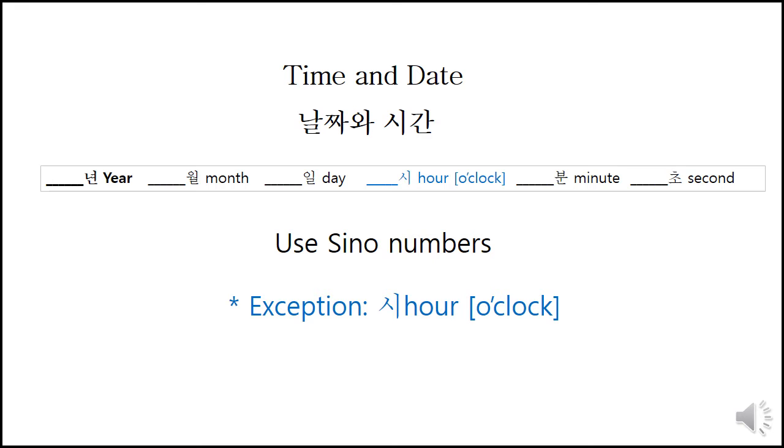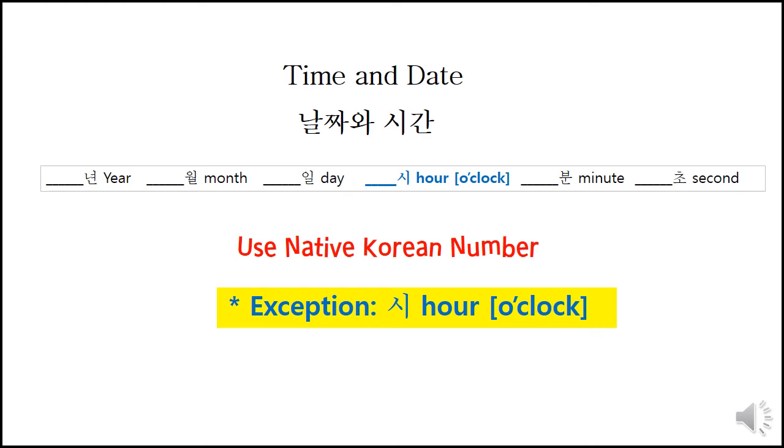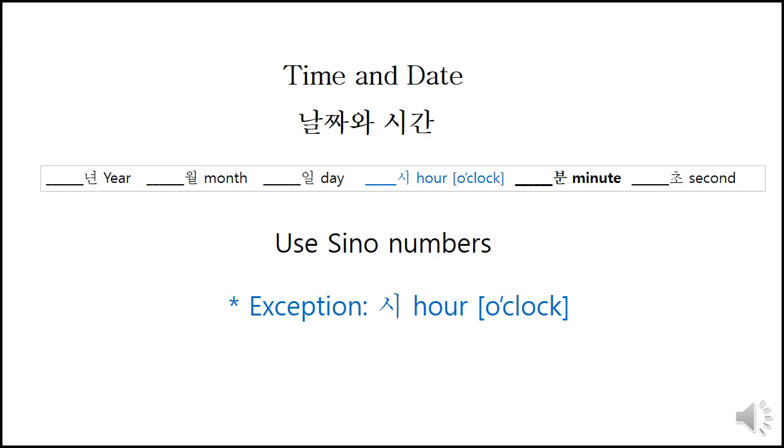Year, 년. Month, 월. Day, 일. Hour, 시. We use a clock instead of hour, right, in English. So please remember that and pay attention to that part. Then maybe it will help you to remember to use different number systems for a clock. Minute, 분. Second, 초.